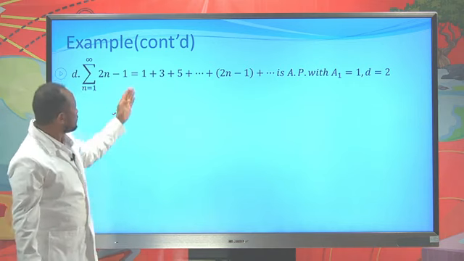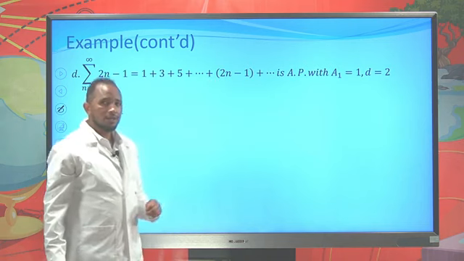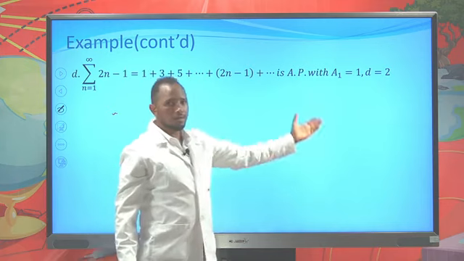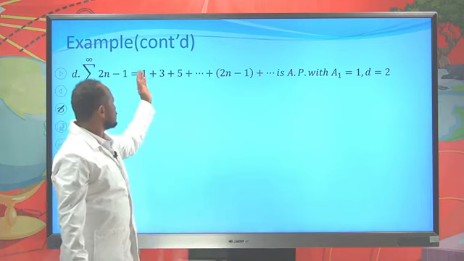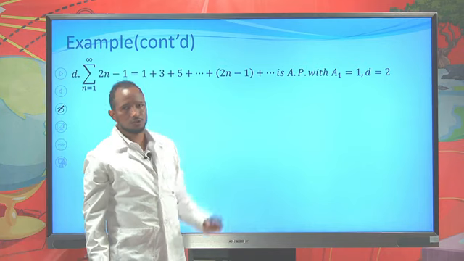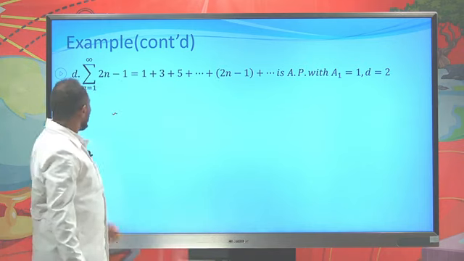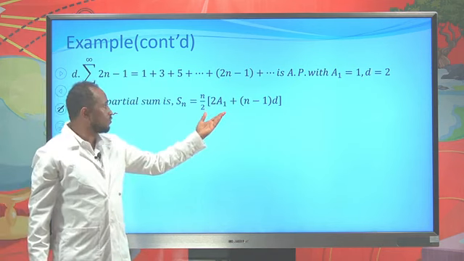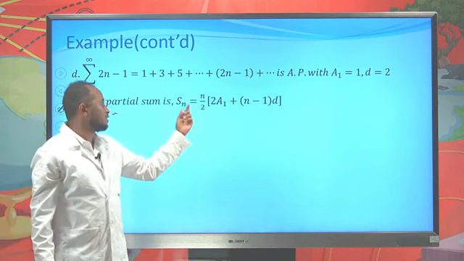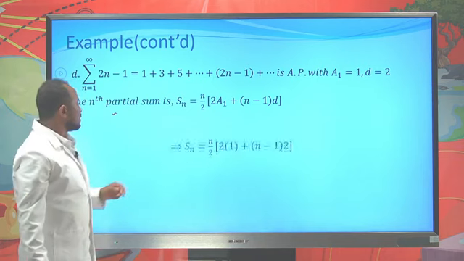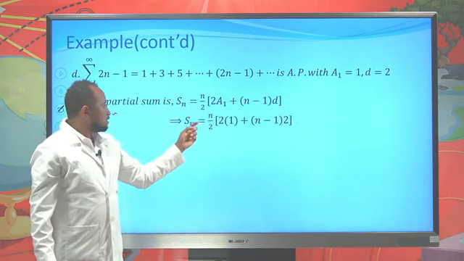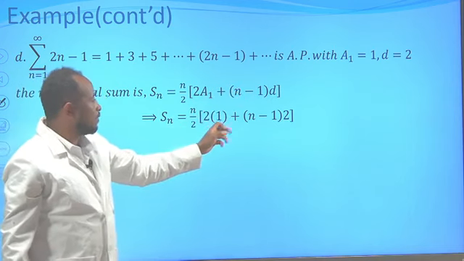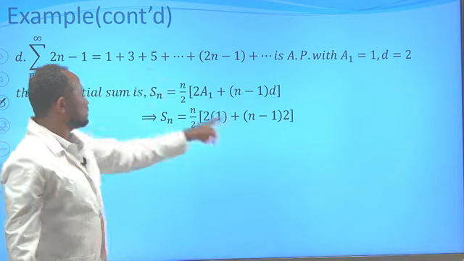So when you see this sequence, it is an arithmetic sequence with first term 1 and common difference 2, since it increases by 2. So the n-th partial sum is given by the sum of an arithmetic progression formula. Putting in the numbers, Sn is equal to n over 2 times twice a1, where a1 is 1, plus n minus 1 times the common difference, which is 2.